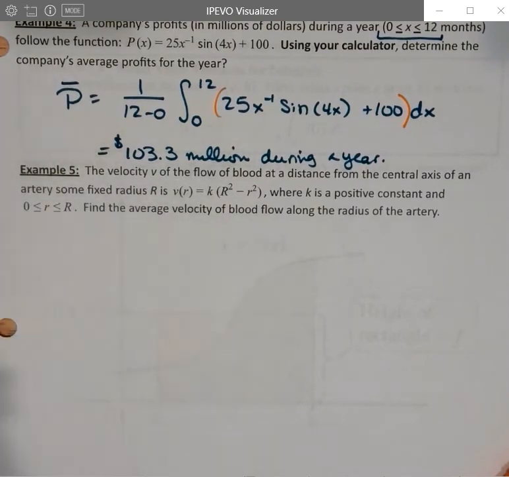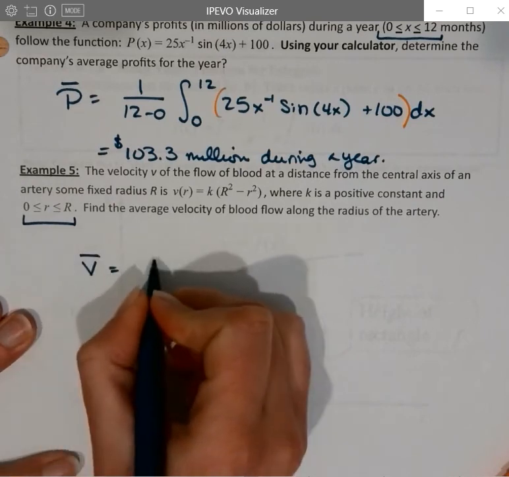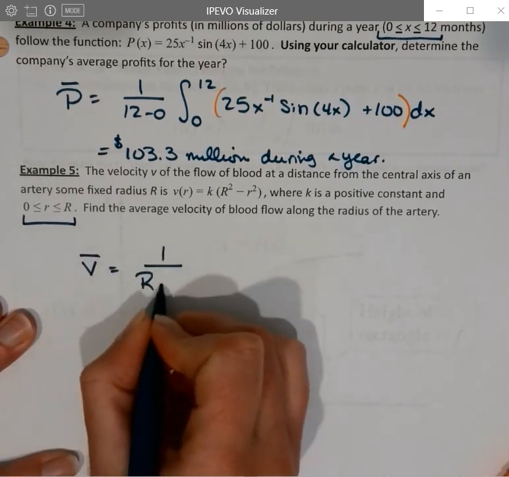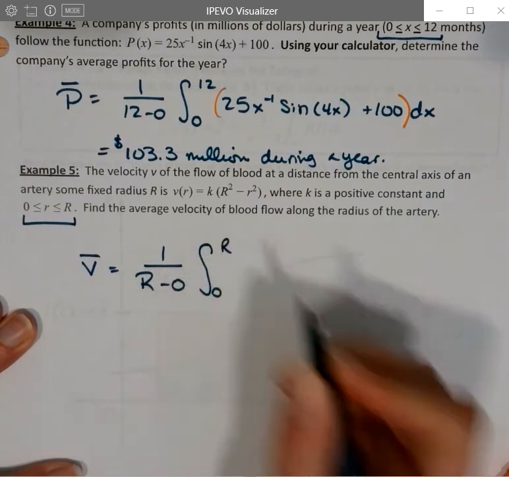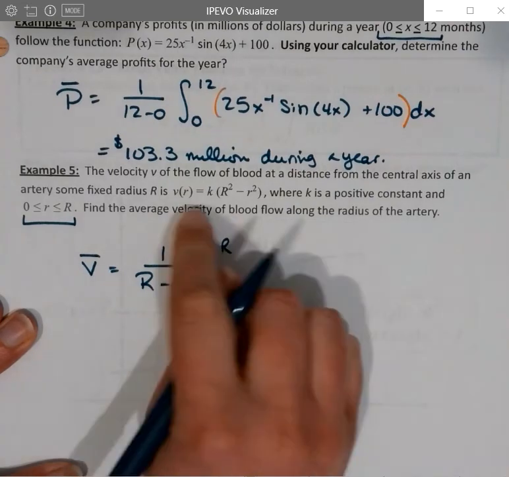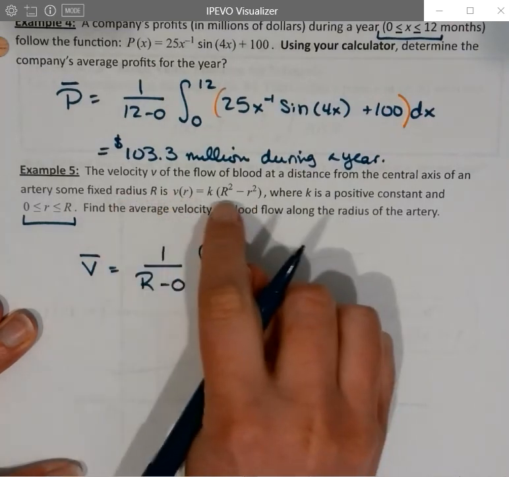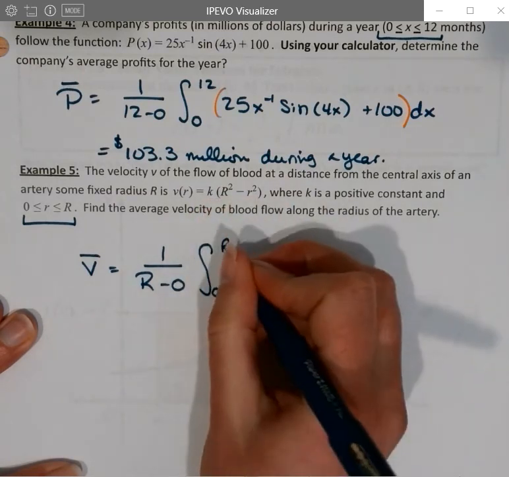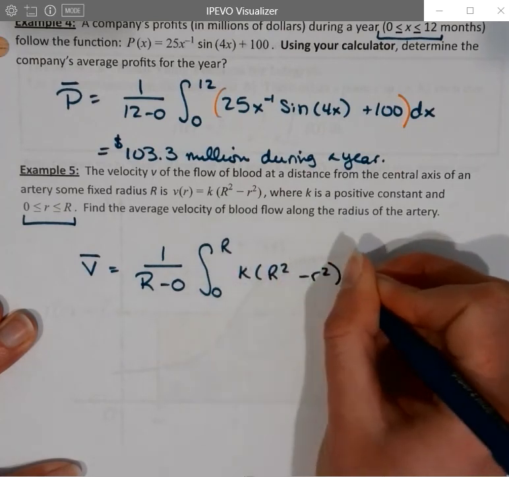Popsicle time, hold on. So our goal is to find average velocity, and so we're going to integrate the velocity function over this region. So average velocity is going to be 1 over R minus 0 times the integral from 0 to R of the velocity function. In the velocity function, little r is the variable, capital R is fixed, and k is a constant. So these are both constants actually. Little r is the only variable. So we have k times R squared minus little r squared dr.